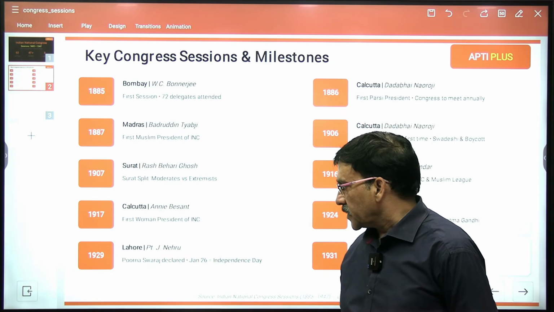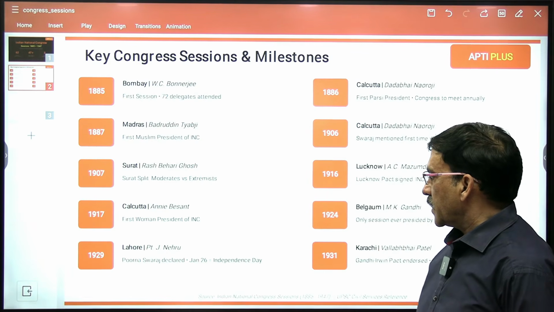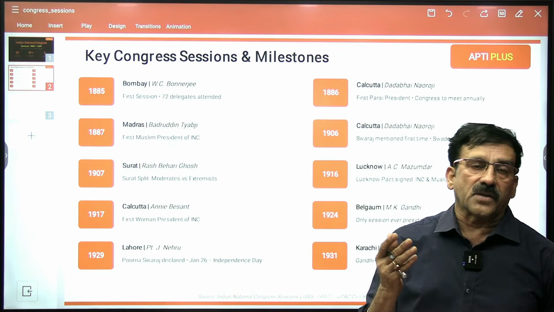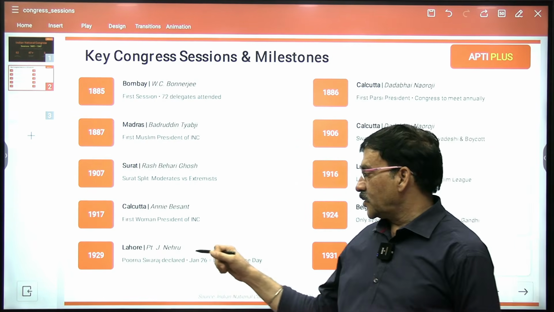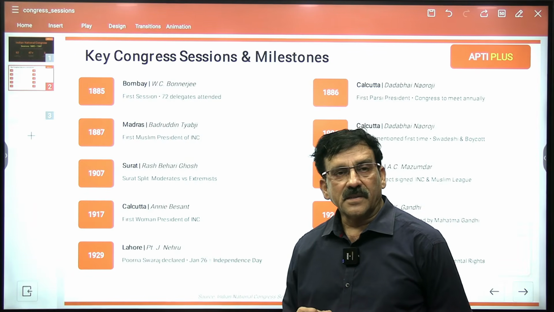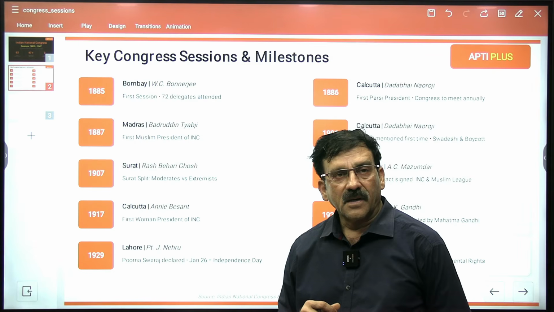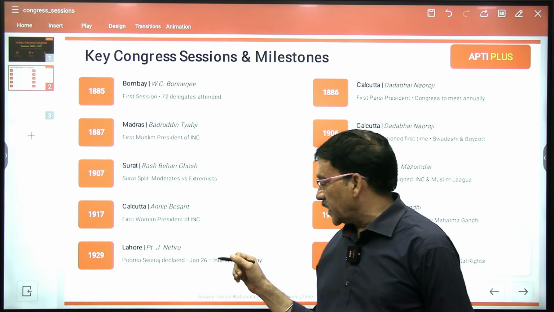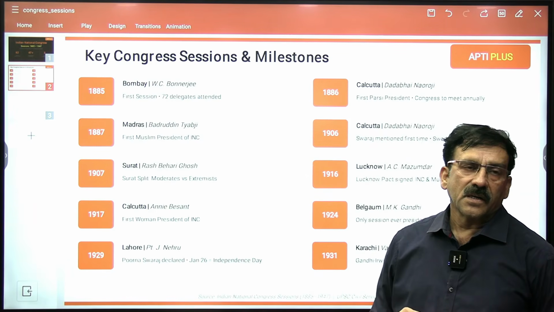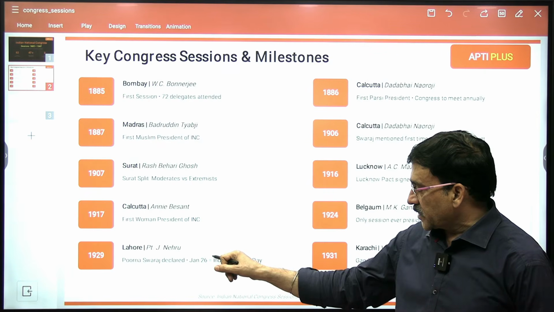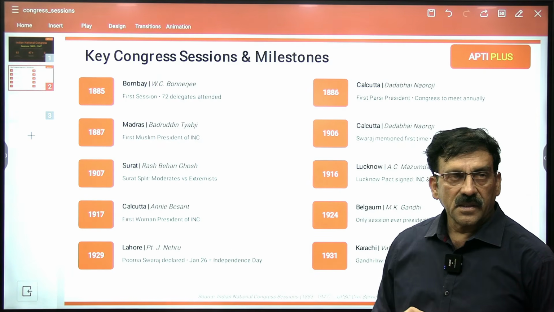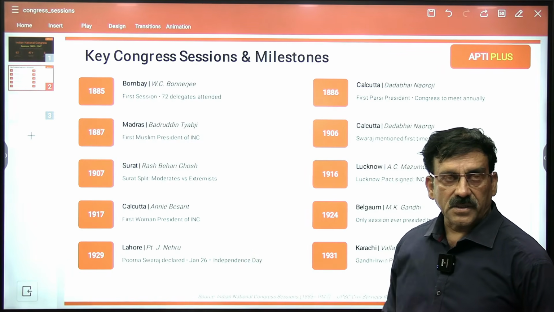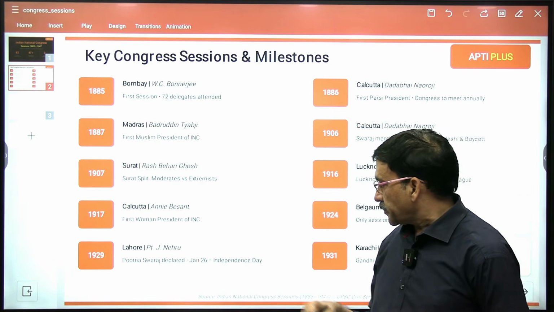It is 1929, Lahore session, Pandit Nehru. This session is a turning point in the history because first time Congress is coming in a new incarnation. That is, the resolution of Purna Swaraj got passed, that is complete independence. Simultaneously, in the same session, Gandhi asked the Indians to celebrate 26 January 1930 as Independence Day. Very historic occasion. First time in the pre-independence, we celebrated the day as Independence Day.